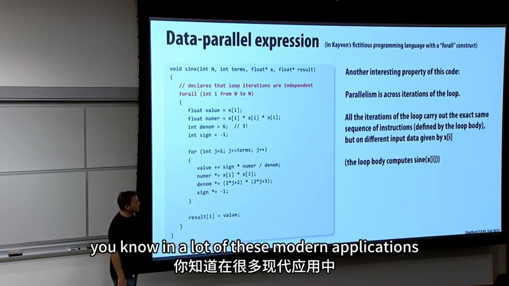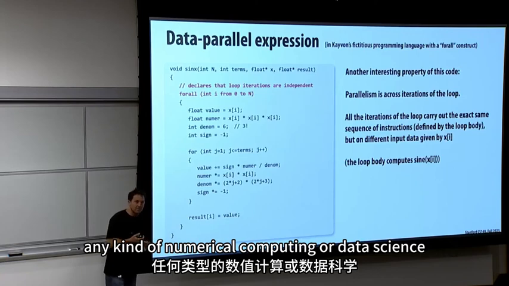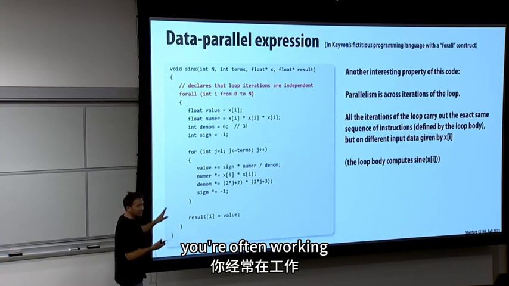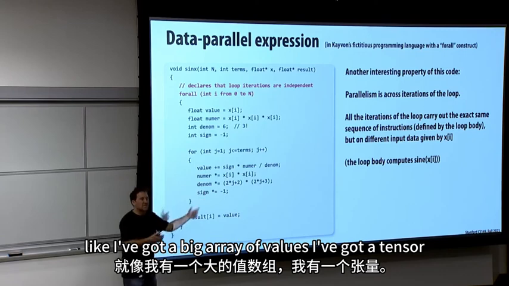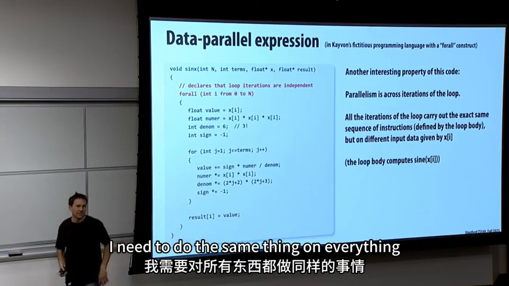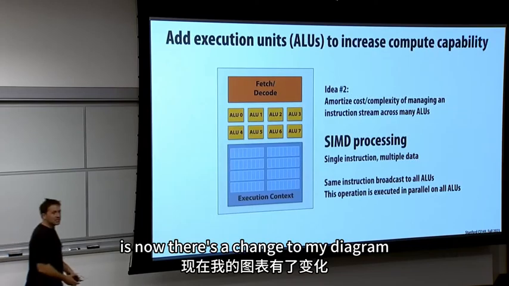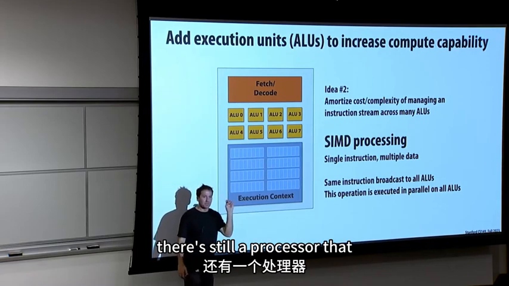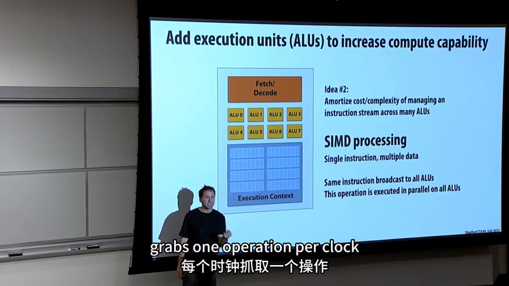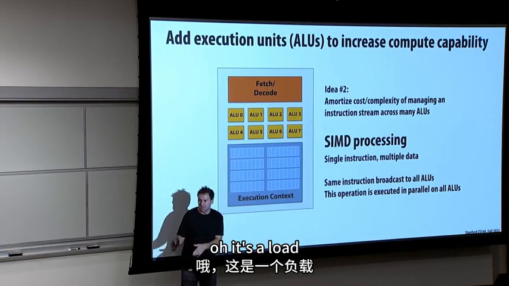In a lot of these modern applications, machine learning for sure, graphics for sure, any kind of numerical computing or data science, you're often working on code that looks a lot like this. I've got a big array of values, I've got a tensor, I need to do the same thing on everything. So what they decided to do is make a change to my diagram, no change at all to the orange box. There's still a processor that grabs one operation per clock, and does the control: okay, what is it? Oh, it's an add. Oh, it's a multiply. Oh, it's a load.